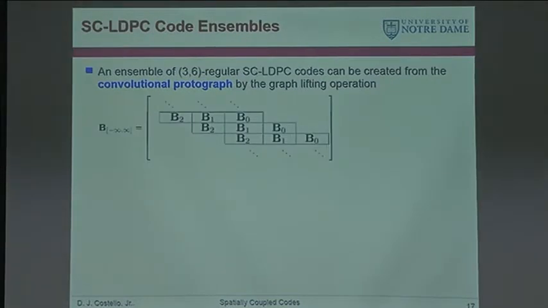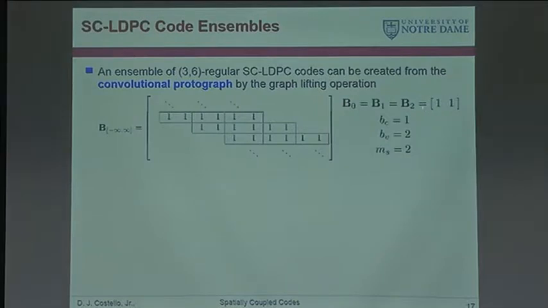So how do we get ensembles of spatially coupled codes? Again, this is a base matrix. Well, we do that graph lifting operation from the convolutional protograph. So our convolutional protograph would look like this. In our little example, our memory was 2, so we have 3 submatrices across each row. And each of these submatrices was given by 1, 1 in our example, so our rows would look like this. So for B sub C, there's 1 row in each submatrix, 2 columns in each submatrix, and a memory of 2, or a total span of 3 submatrices in each row.